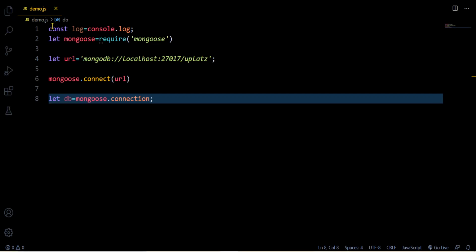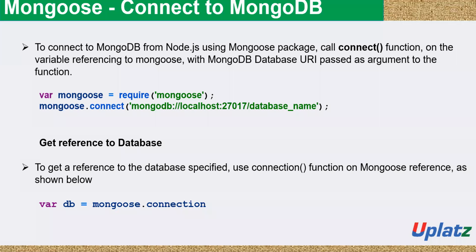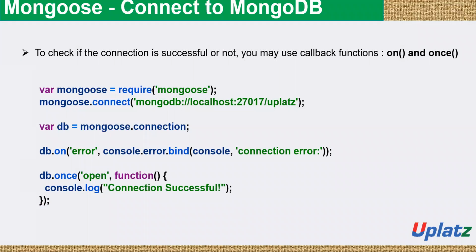So we are done with establishing connection and we are also done with getting reference to the database by calling the connection method or function. And now let's see how to check whether the connection is successful or not. We can make use of callback functions on and once. So we can take support of the on function by passing the event name error and binding it to the console. If any errors are there related to the connection, this on function will be executed and the error event will be fired.